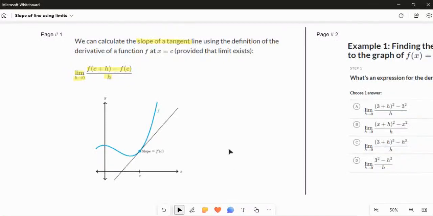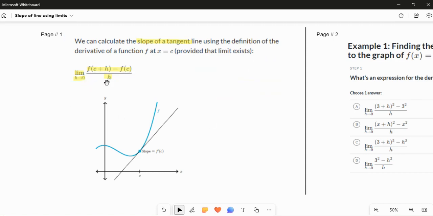Okay, this is a video I'm preparing for my calculus class, and it is about finding the slope of the tangent line using limits. And to do that, I have prepared a couple of pages. The first one is basically showing you how we can calculate the slope of the tangent line using the definition of the derivative of a function f at x equals c, provided that the limit exists, obviously.